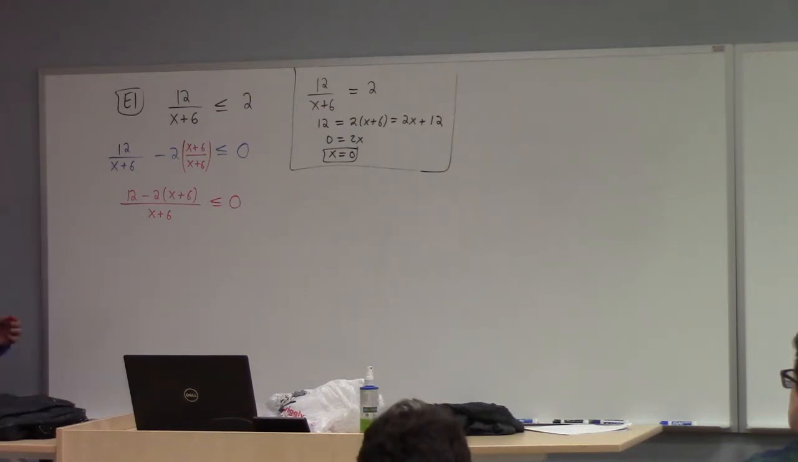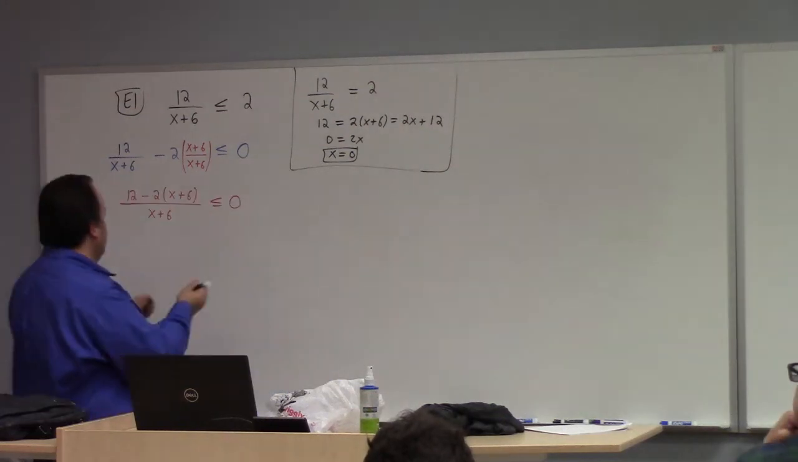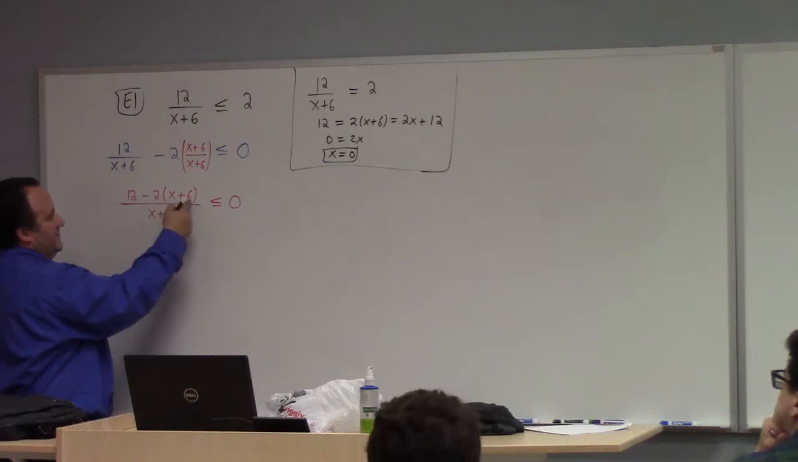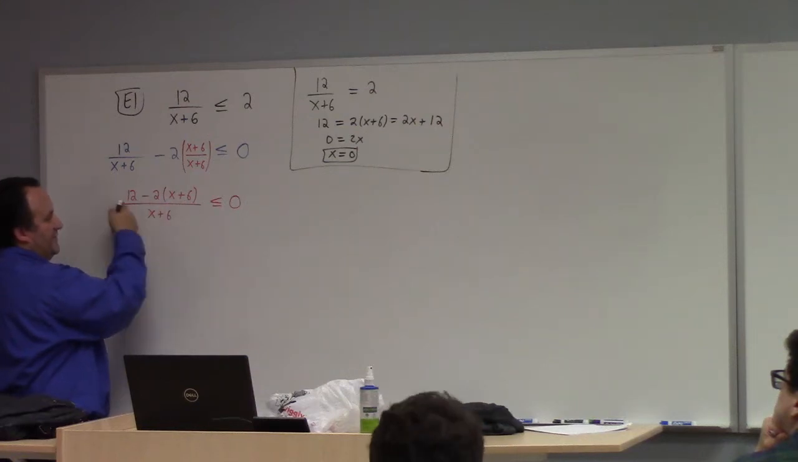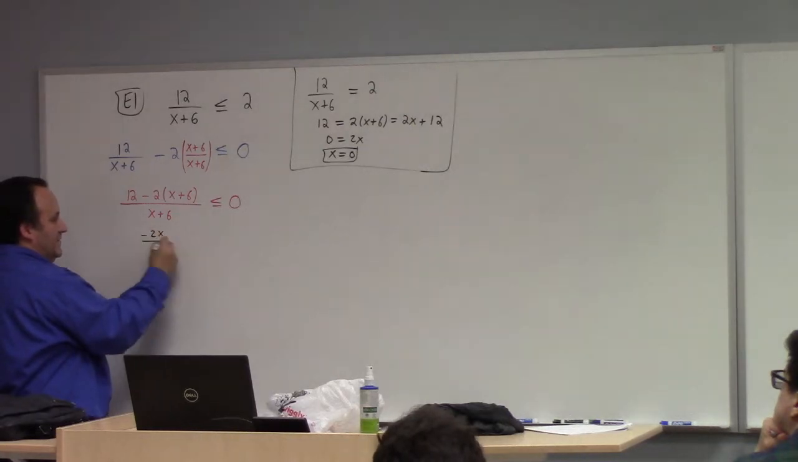And just a little bit more, I need to clean it up. So let's see here. Oh, check that out. 2 times 6 gives me minus 12. So we're just left with minus 2x over x plus 6 after we clean up the numerator there.